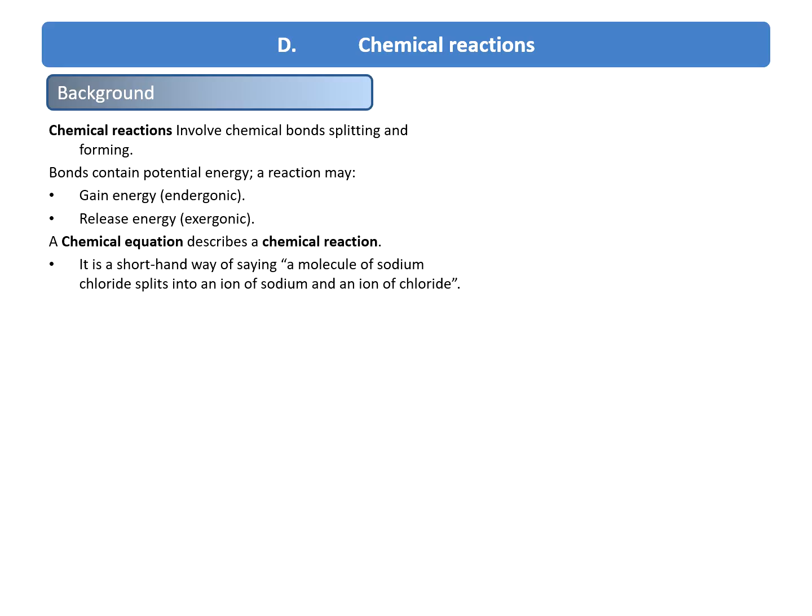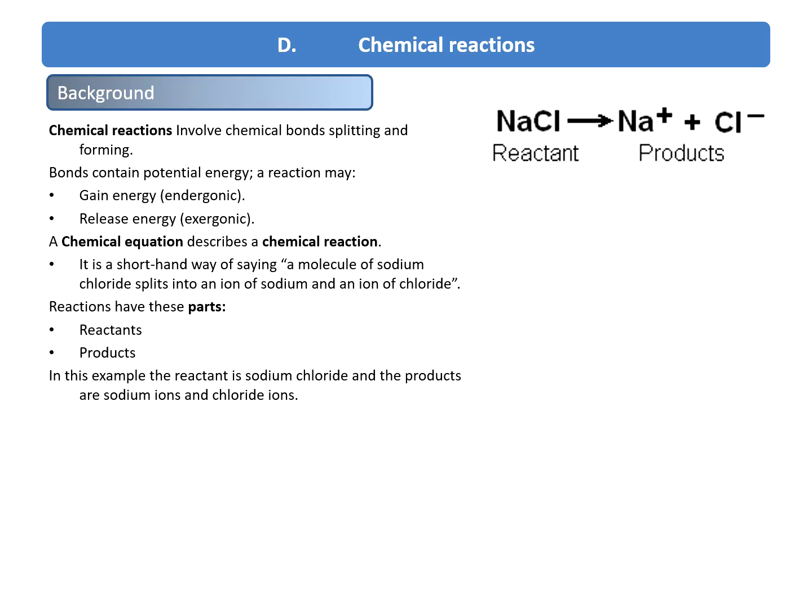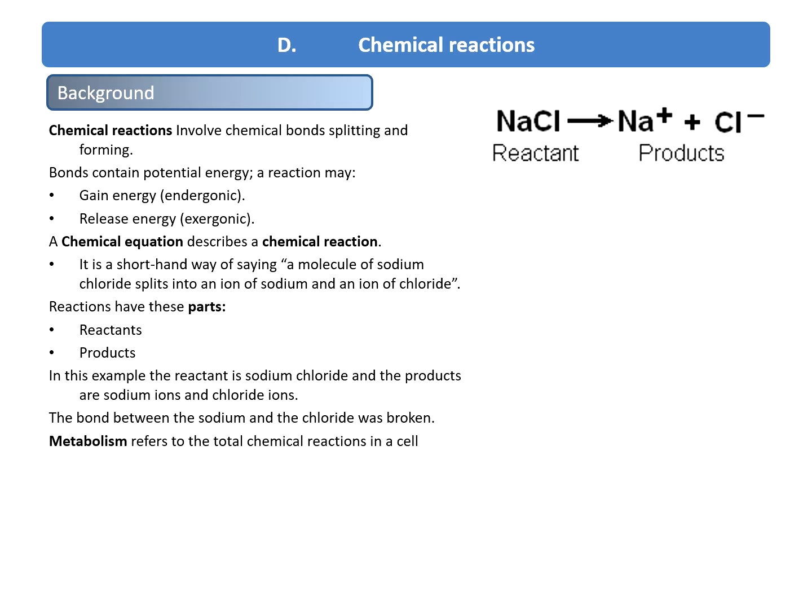A chemical equation describes a chemical reaction. It's a shorthand way of saying a molecule of sodium chloride splits into an ion of sodium and an ion of chloride. Reactions have these parts: reactants and products. In this example, the reactant is sodium chloride, and the products are sodium ions and chloride ions. The bond between the sodium and the chloride was broken.